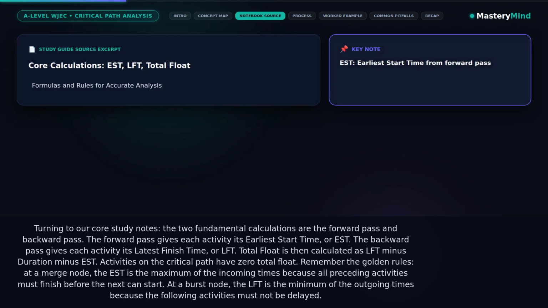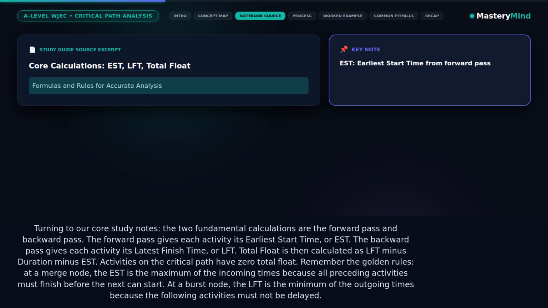Turning to our core study notes, the two fundamental calculations are the forward pass and backward pass. The forward pass gives each activity its earliest start time, or EST. The backward pass gives each activity its latest finish time, or LFT. Total float is then calculated as LFT minus duration minus EST. Activities on the critical path have zero total float.